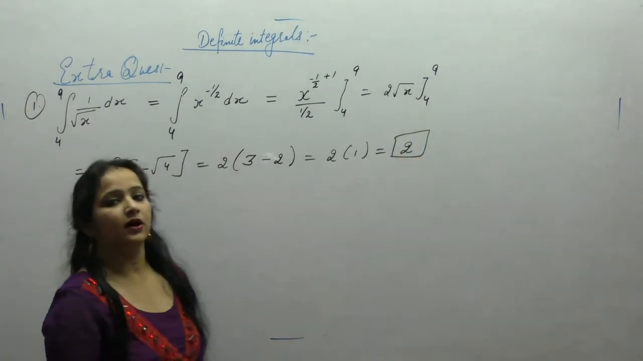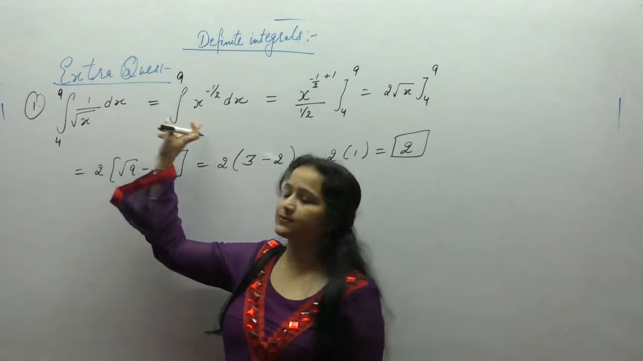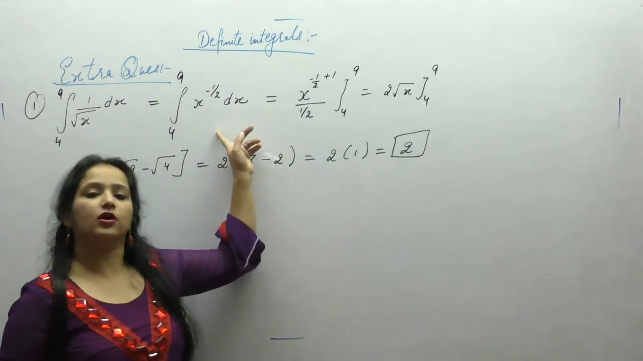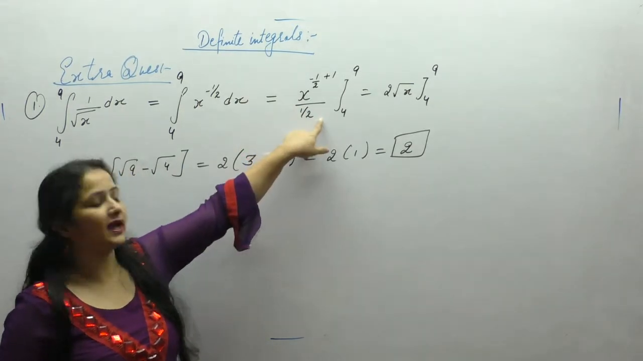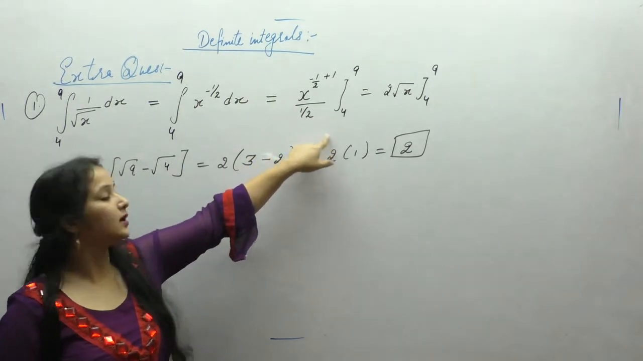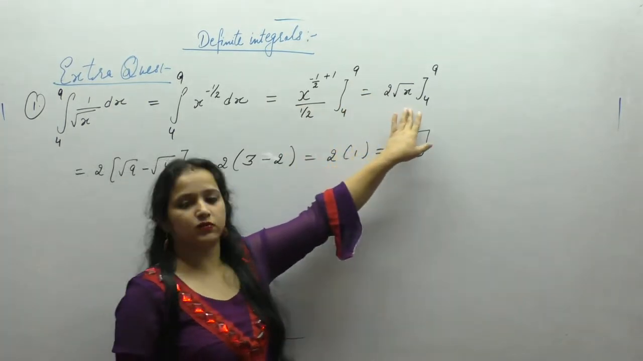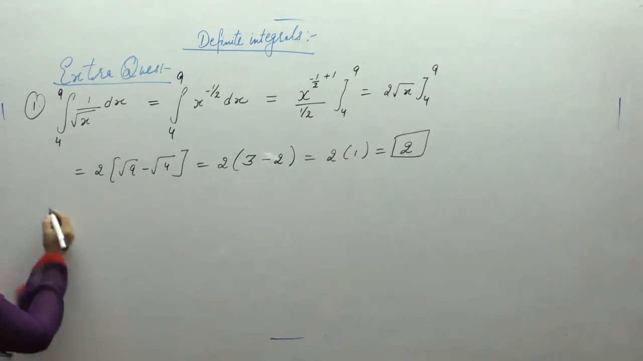What did we do? 1 upon root x, x power minus half. After that apply the power rule. Integral of x power n is x power n plus 1 upon n plus 1, and the limit is 4 to 9. 2 square root of x. After that put the value of limits.